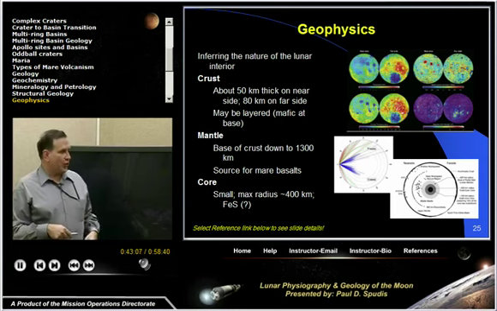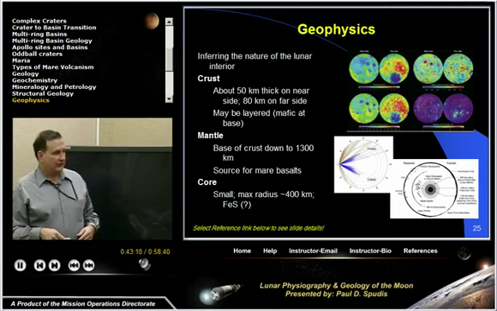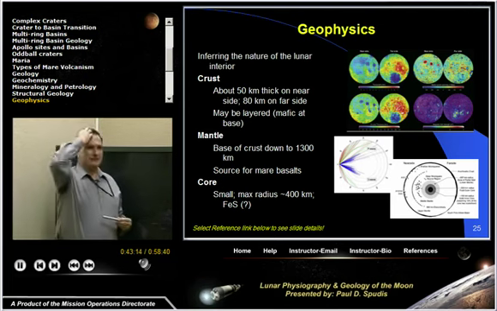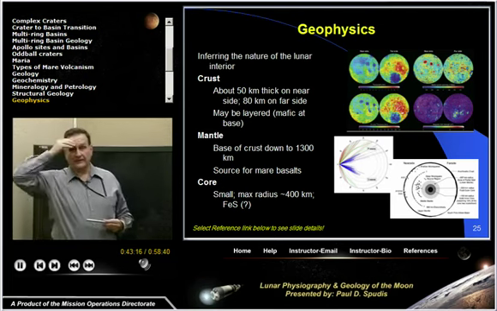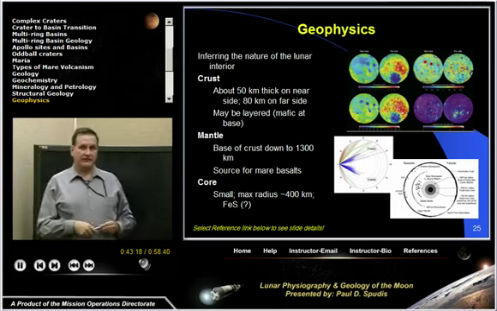And finally, there's the core that I mentioned. It's very tiny. This is a cross-section of the moon. The core is in the center. Basically, it can't be much bigger than about 400 kilometers in radius. And that means that it's less than 1% of the lunar mass.